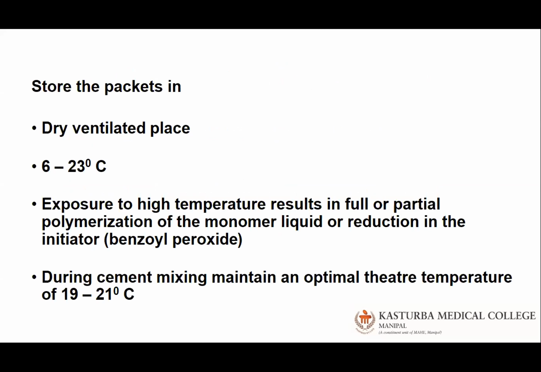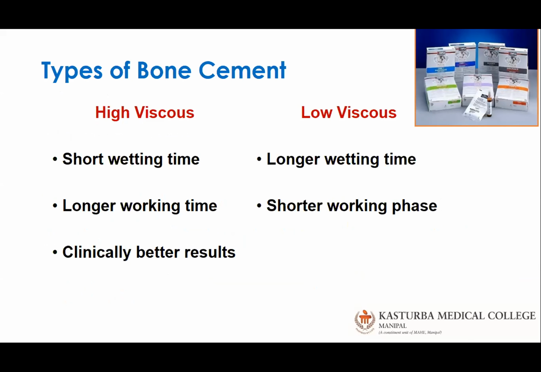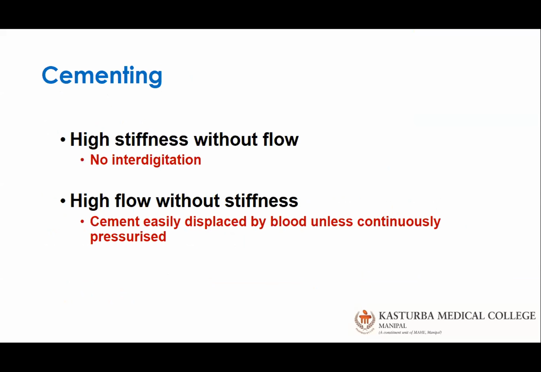Exposure to higher temperature will produce partial polymerization, so maintain the theater temperature between 19 to 21 degrees to have a good polymerization and a good working time with the cement. If you look at the viscosity, the higher the viscosity, the shorter the wetting time, the longer the working time, and you have clinically better results. So choosing a cement also depends on this.